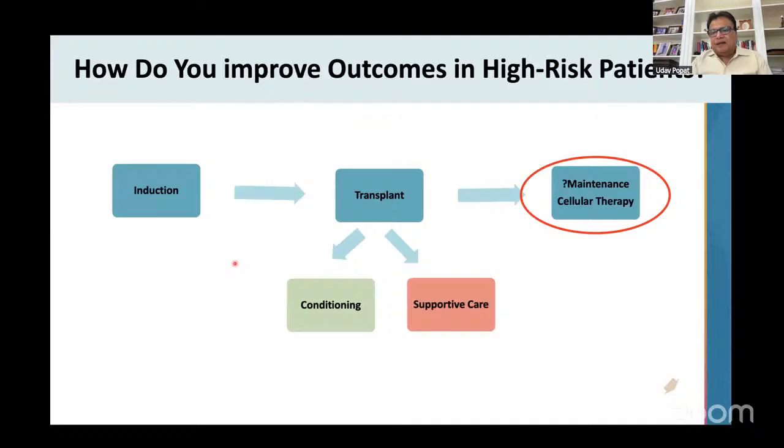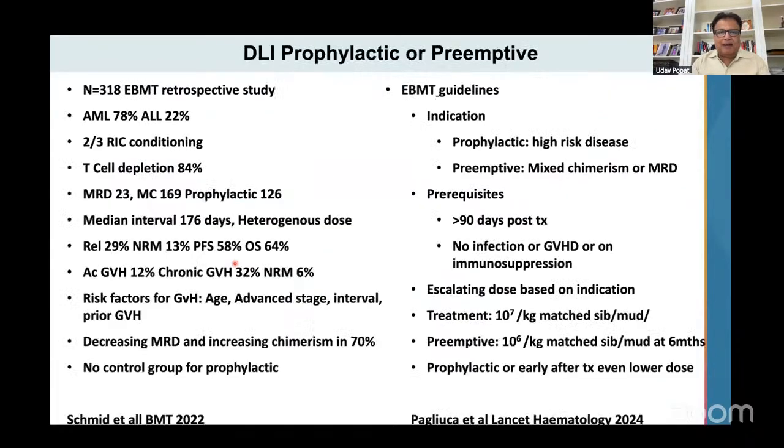Okay. So what about using cellular therapy instead of using drugs? Because transplant is the biggest cellular therapy. So, a reasonable question one could ask is, why not give donor lymphocyte infusion? And this is the largest study, an EBMT retrospective study. And this illustrates the problems and promises of this approach, if you will.